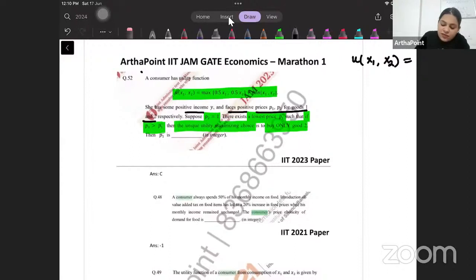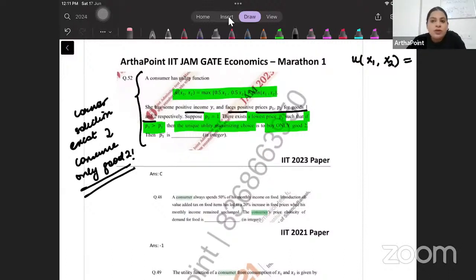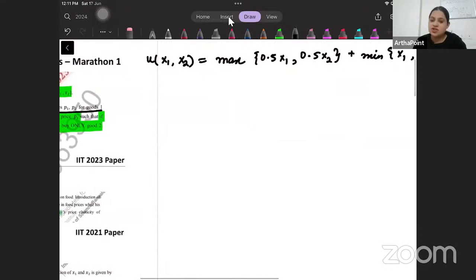So beta, you have to find when will a corner solution exist and when will you consume only good 2. This is what the aim is. But before we do that, as we have been doing in the classes, we should be plotting IC. With practice, this should not take more than 2, 3, 4 minutes for you to do the entire question. But because we are still doing this, let us just try it.